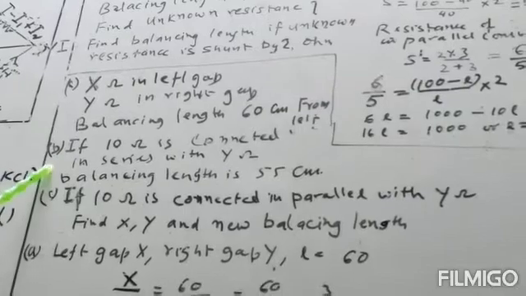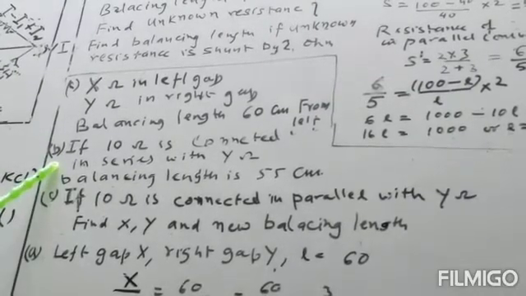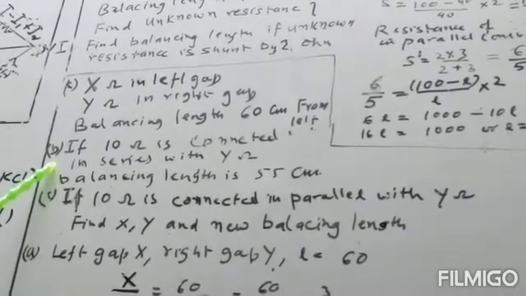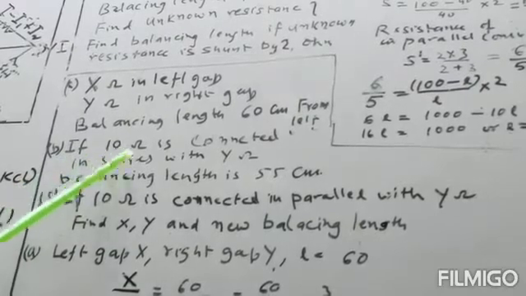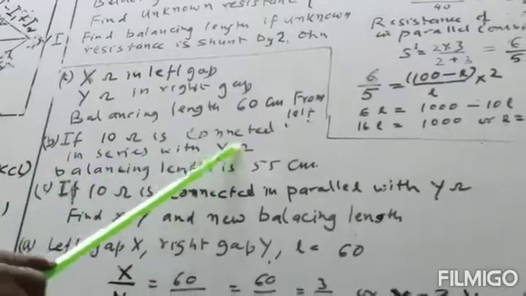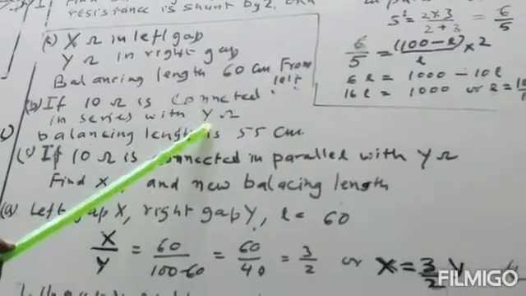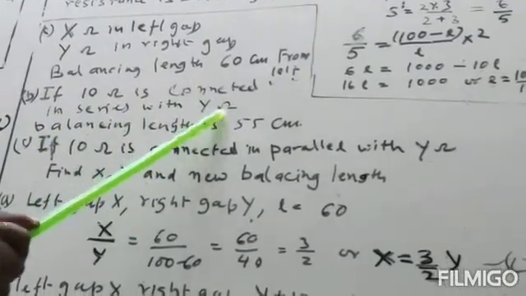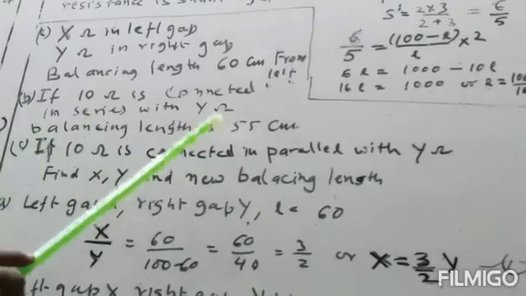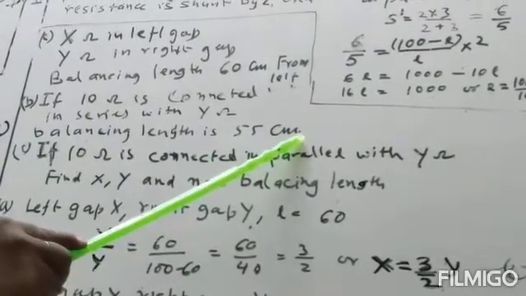Now second is part B. If 10 ohm resistance is connected in series with the known resistance, that is Y, then balancing length is 55 centimeter.